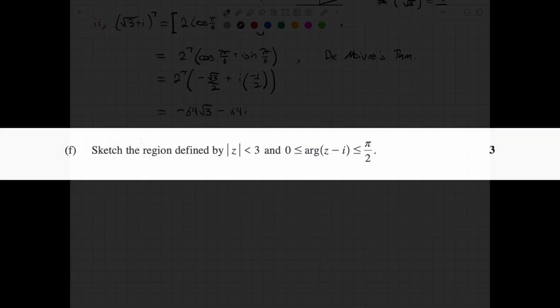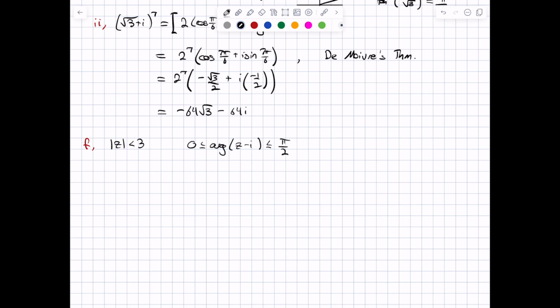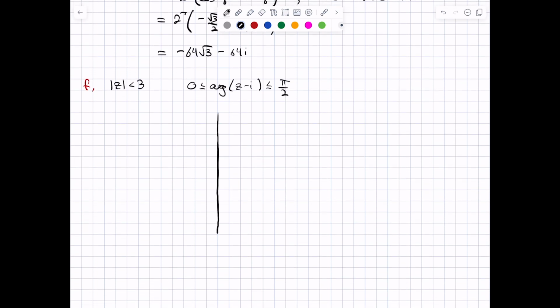Now for the final part of question 11, part F. We want to sketch the region defined by the modulus of z being strictly less than 3 and 0 being less than or equal to the argument of z minus i less than or equal to pi on 2. Okay, so let's start drawing this up. We're going to need an Argand diagram. We want the modulus of z less than 3. Now, the modulus of z equal to 3 is going to be a circle. But if it's less than 3, that means we're not including the circle, but we want everything within it. So I'm going to need to use a dotted line to draw my circle.